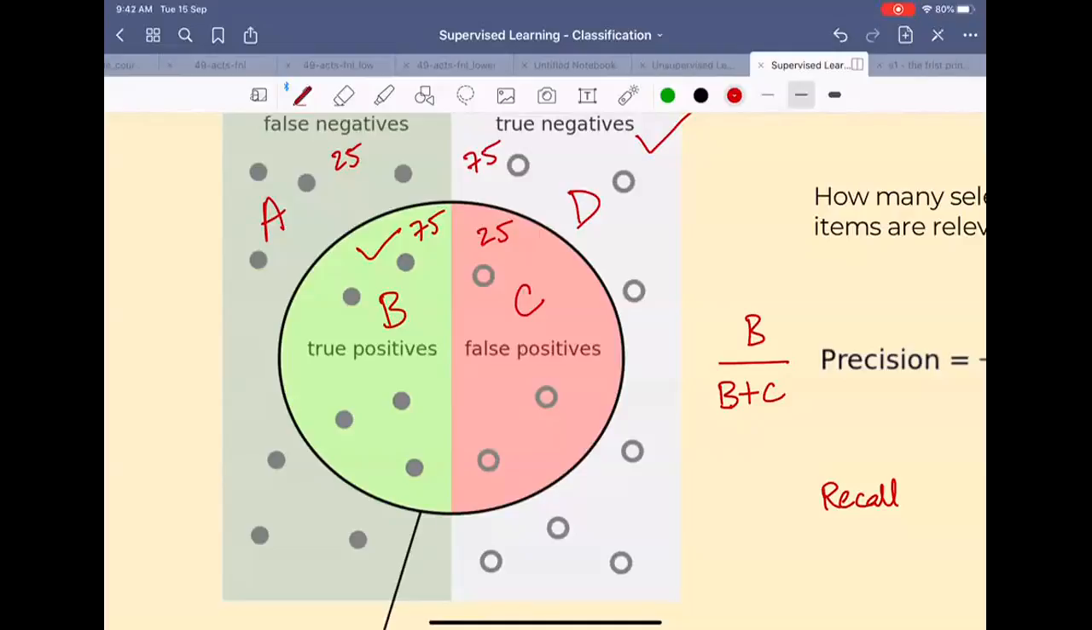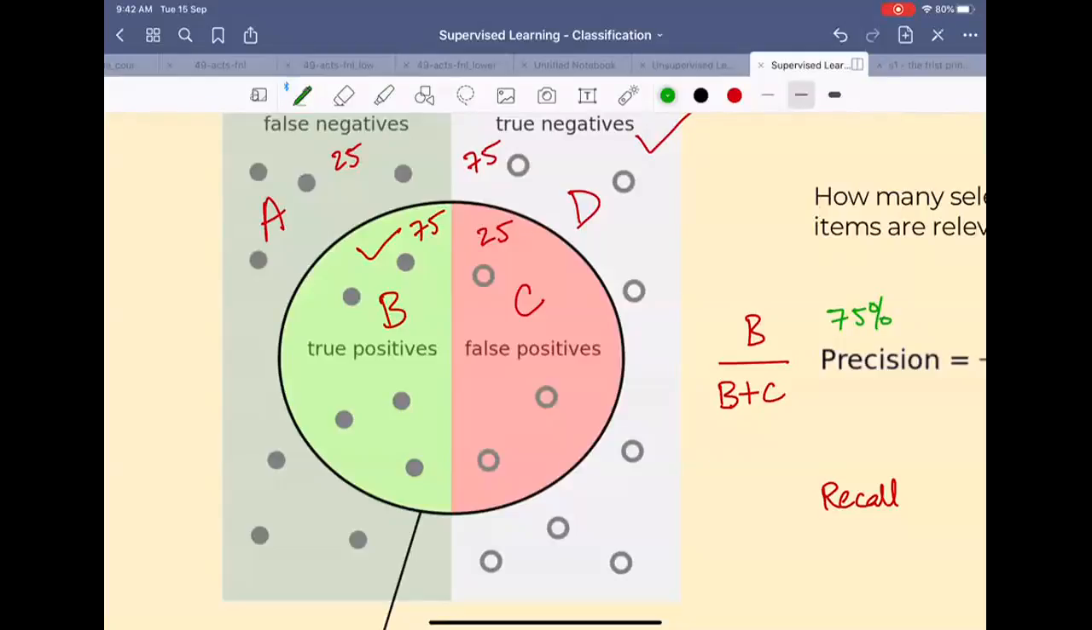Okay, 75, 3/4%. Perfect. So our model is right 75% of the time. I'll write it 75%. That means that 3 out of 4 times our model is right. And that is our precision.